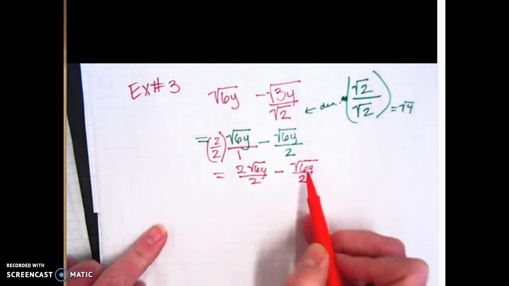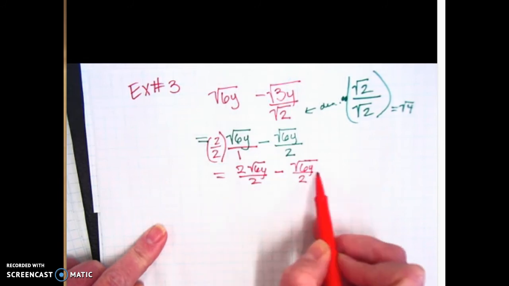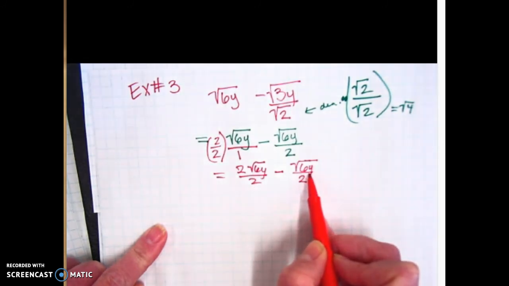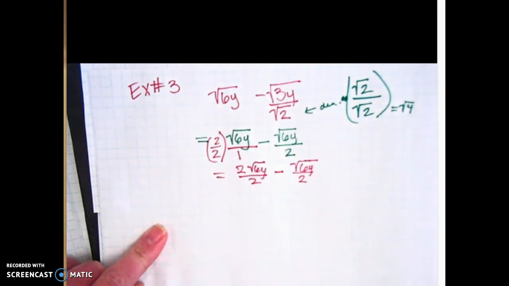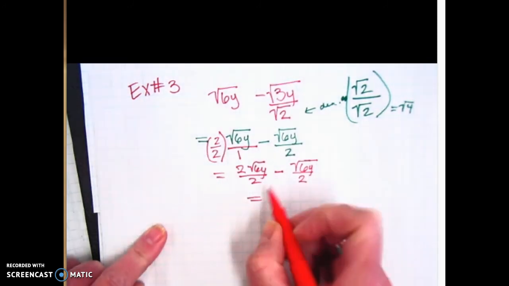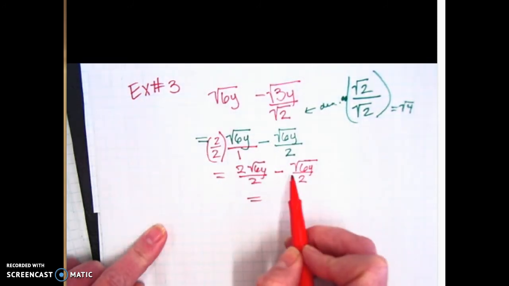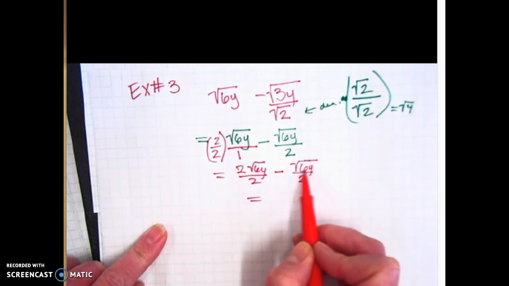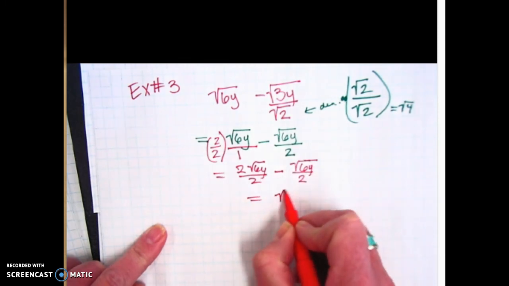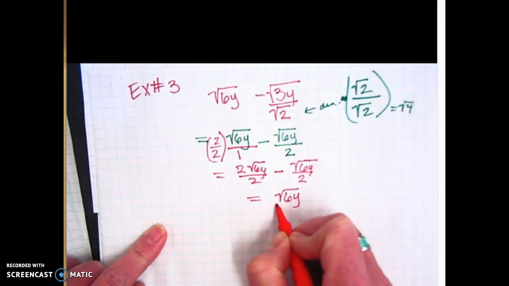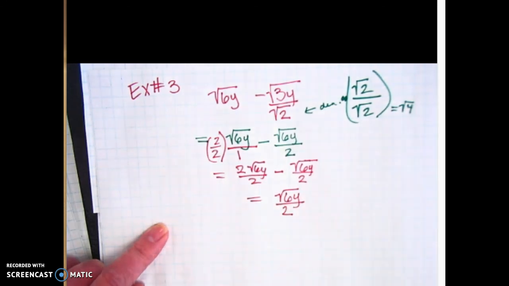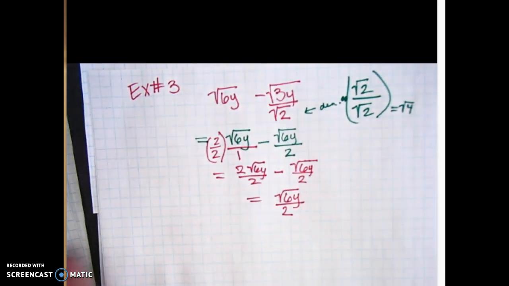Now we have the same index and we have the same thing underneath that radical, right? So we can just subtract. 2 square roots of 6y minus 1 square root of 6y is just the square root of 6y over 2. And that's a lot more simplified than what we started with. All right?